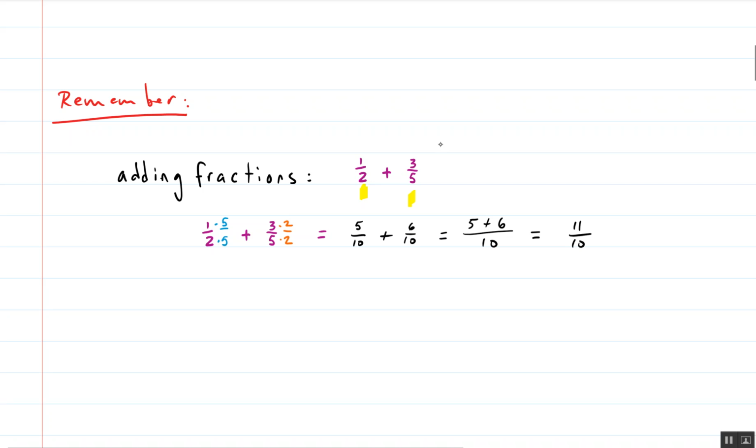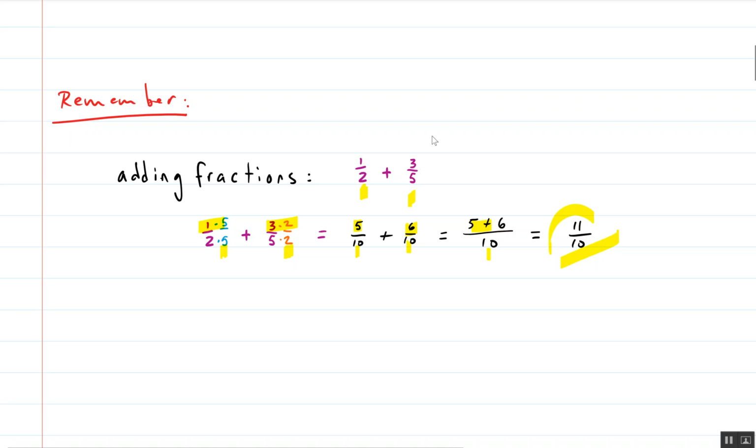The left one, 1/2, I've got to multiply by 5/5 to get the 10. And on the right, we're like, hey, let's multiply by 2/2 to get the 10. So 1 times 5 in the top gives us 5, and 3 times 2 in the top gives us 6. And now we've got common denominators. We can just add the tops and keep the same denominator. So we have 5 plus 6 in the numerator, and that gives us our answer of 11/10.